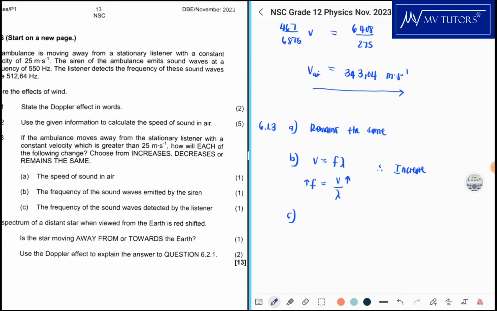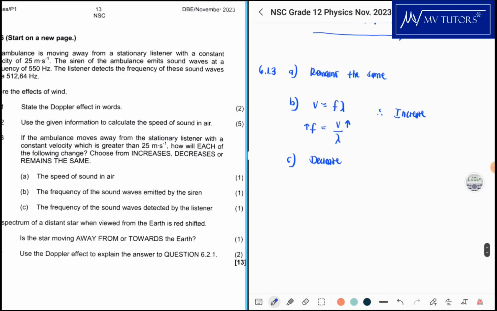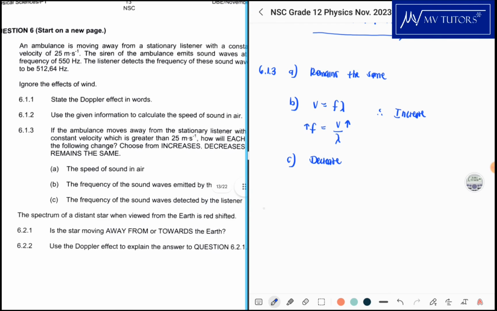And now the frequency of the sound waves detected by the listener, that one is obvious. It will definitely decrease, because this ambulance is moving away from the stationary listener, so it will decrease. Okay, we're almost there. Hang in there.